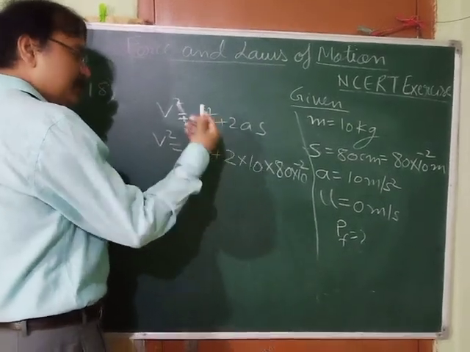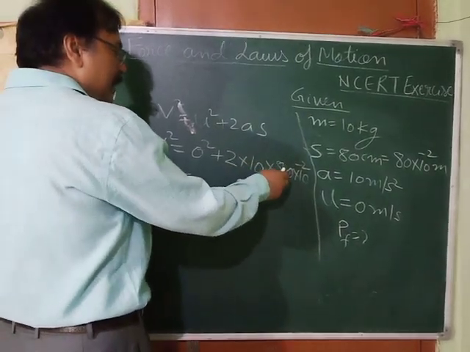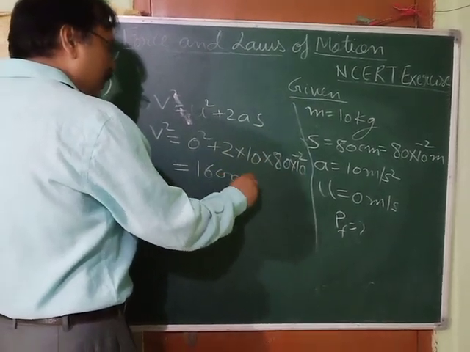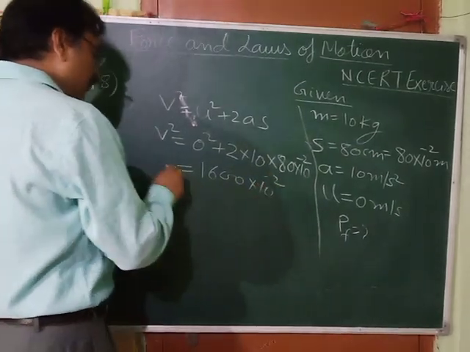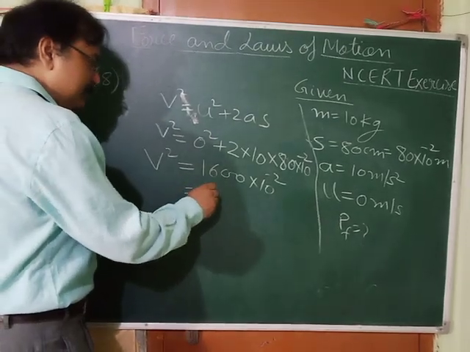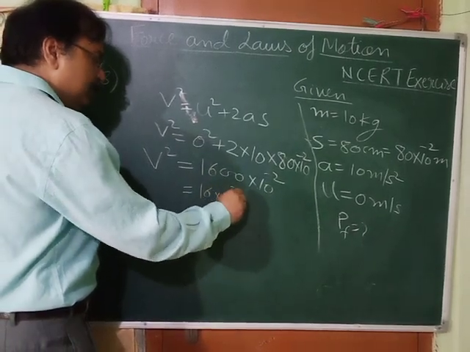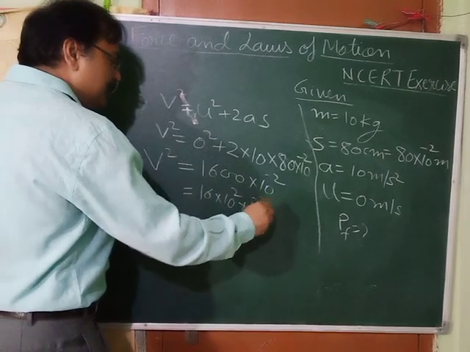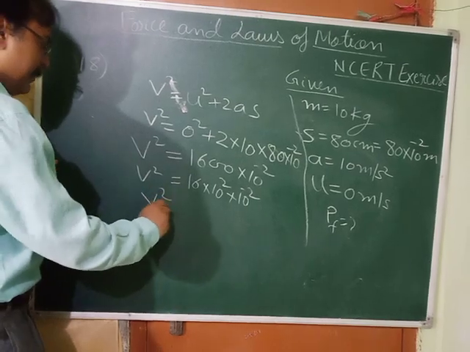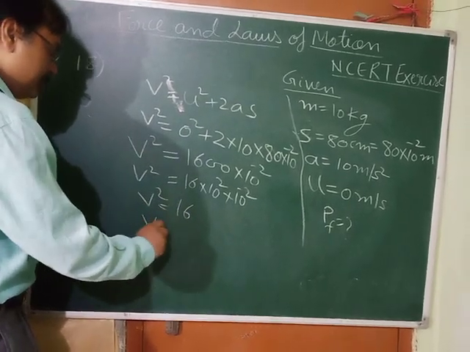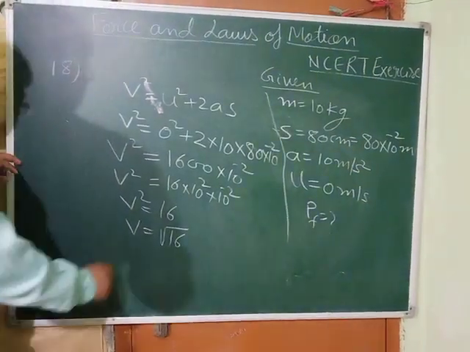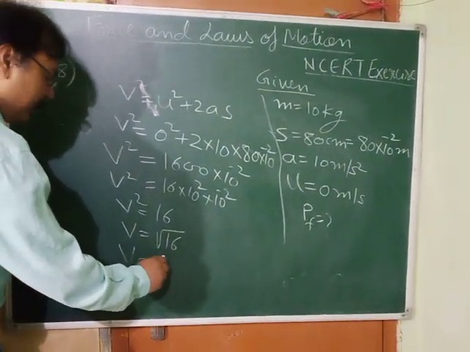Now this 0 is 0 only. So now 8 times 2 is 16, and then 2 zeros: 16 and 2 zeros into 10 to the power minus 2. That is V square. Now just see here. Can you write 16 into 10 to the power plus 2? And here it is 10 to the power minus 2. Both will cancel out. We will be left with V square equals 16. So V is how much? It is the square root of 16, and that we write: V equals 4 meter per second.